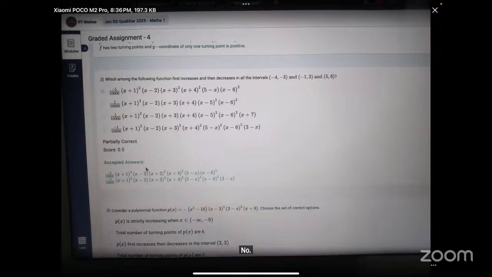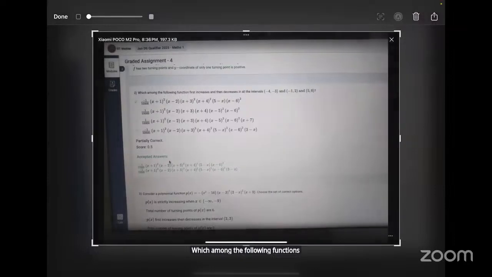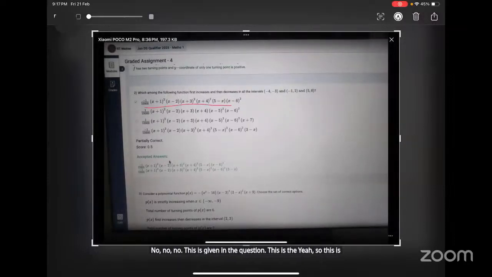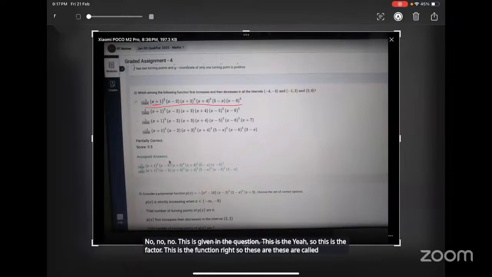This is given in the question, no? Which among the following functions first increases? And so this is the factor. This is the function, right? Correct. But these, the roots, these are called factors. These are called factors in a function.